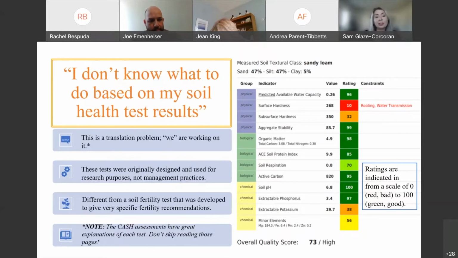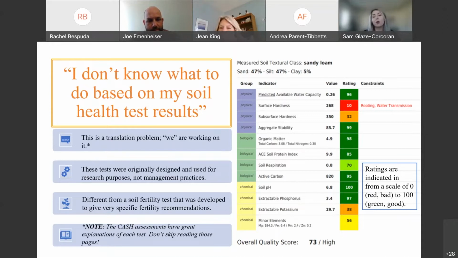So I want to address this because I think that this is a really valid point, and it's something that we're seeing happen in this really active area of research. So in part, this is a translation problem. The science side, we know that this is a translation problem, and there's a lot of active effort so that we can create clearer management practices based on these soil health test results.